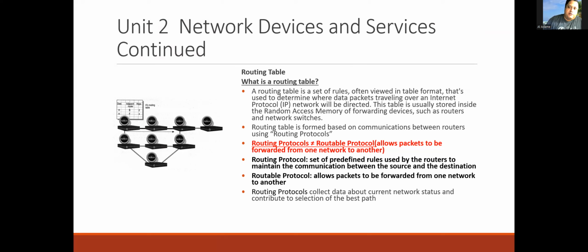But the definition of a routing protocol is a set of predefined rules, which is talked about there, used by the router to maintain the communication between the source and destination. Okay, well, how's that different from a routable protocol? It allows packets to be forwarded from one network to another. So the routable protocol works on the network side, where it goes, hey, it has to go that side of the network, it has to go that side of the network. The routing protocol works to maintain communication between sources and destinations in the routing table.